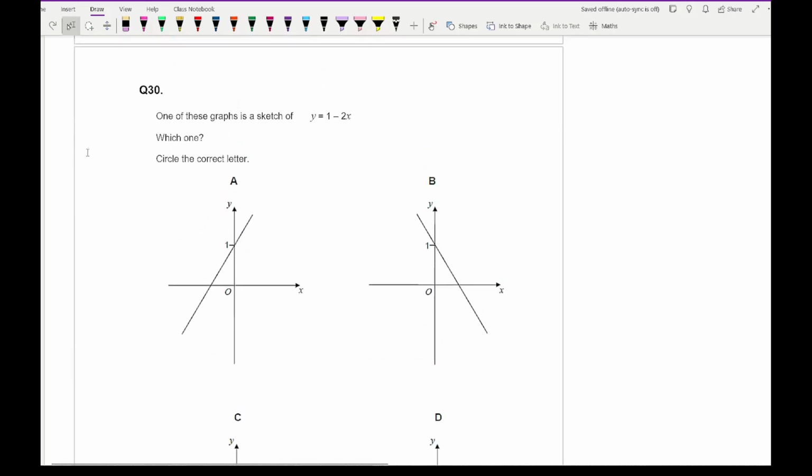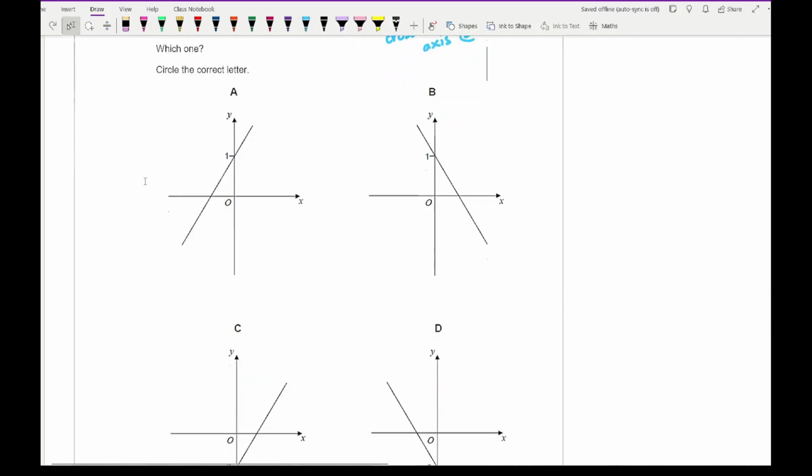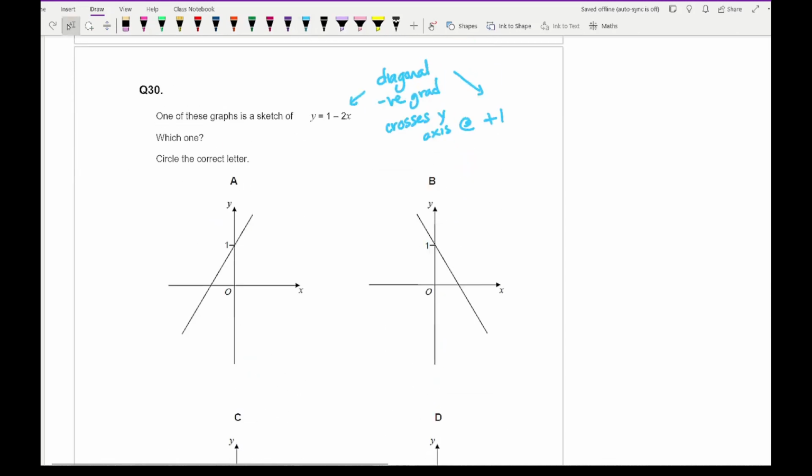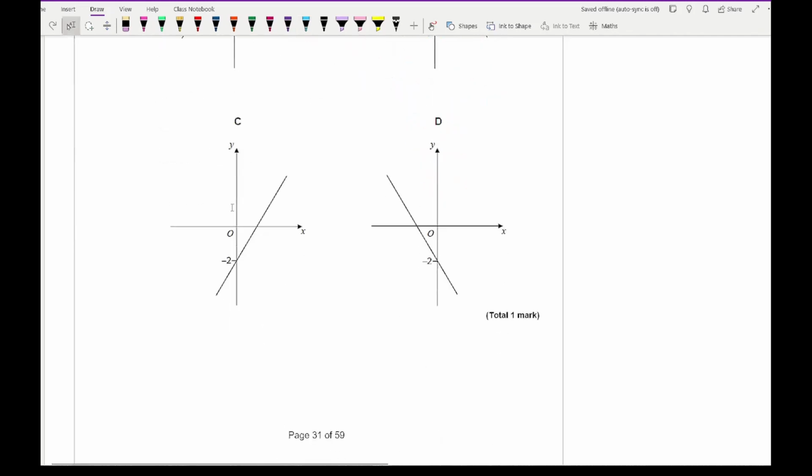For question 30, again, one of these graphs represents this. Now this represents a diagonal line. Because it's a graph with a negative gradient, which means that the line is going to be going downwards, and it crosses the y-axis at positive 1. So I'm looking for a positive 1 y-intercept, so that's therefore going to be either A or D, and I'm looking for a line that goes downwards, so the only option it's going to be is B.